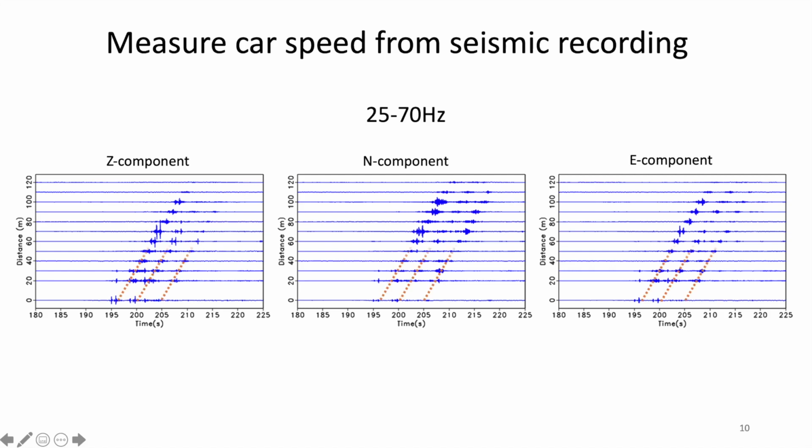In the profile, we observed 3 groups of energy moving along the array. Using the travel time and the distance, we can estimate the average car speed, which is 36 km/h.